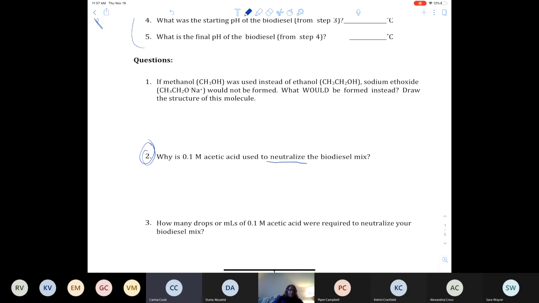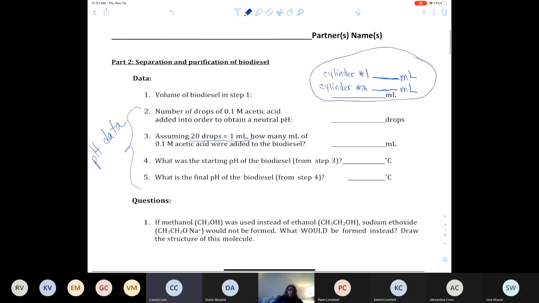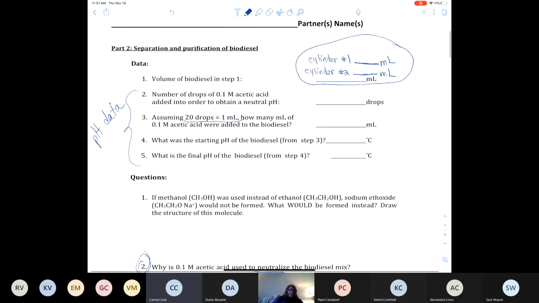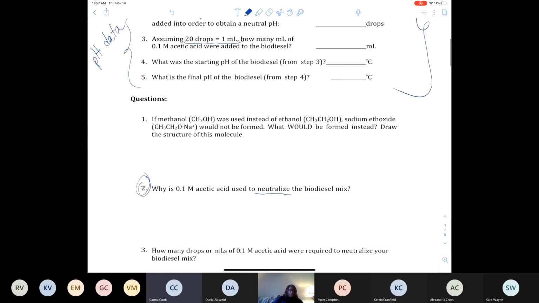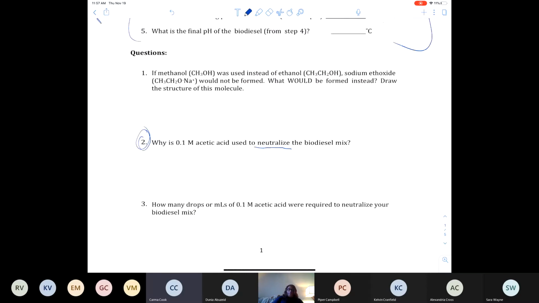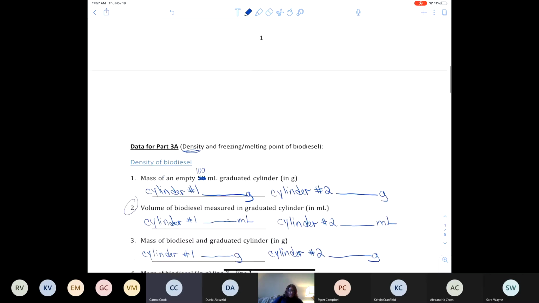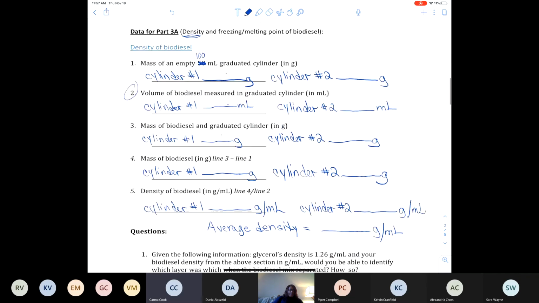Are there any other questions about part 2? Your data that you were supposed to collect in lines 1 through 5 here, as well as questions 1 through 3. Everyone good with that? Okay, so let's move on to the next part of our data sheet.